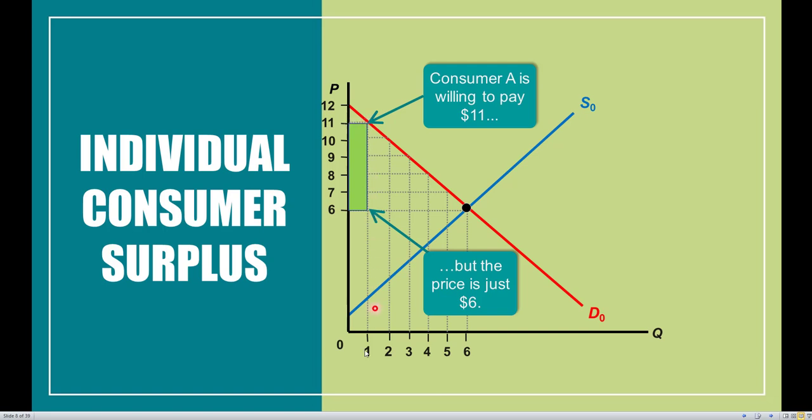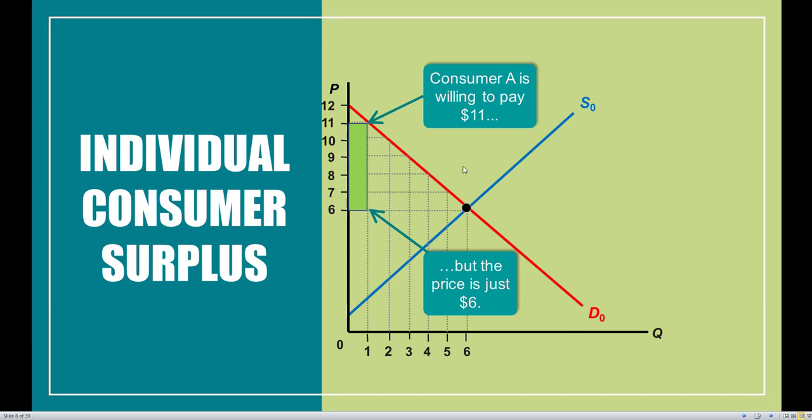So based on the idea of allocative efficiency, if there was only one of these units being brought out into the marketplace, the person that values it the most should be the one getting this particular good. And in this case, it's consumer A. Consumer A is willing to pay $11 in order to get the very first unit in this particular market, but is consumer A paying $11? And the answer is no. He's only paying $6 because that's the price in equilibrium in the marketplace.